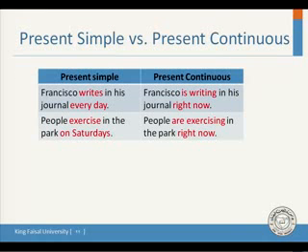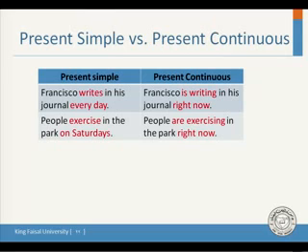Now, let's compare the present simple and the present continuous. Look at the first sentence. Francisco writes in his journal, in his notebook, every day, always. He writes on Saturday, he writes on Sunday, on Monday, and so on. But Francisco is writing in his journal now, right now. Is writing. You see, is writing.